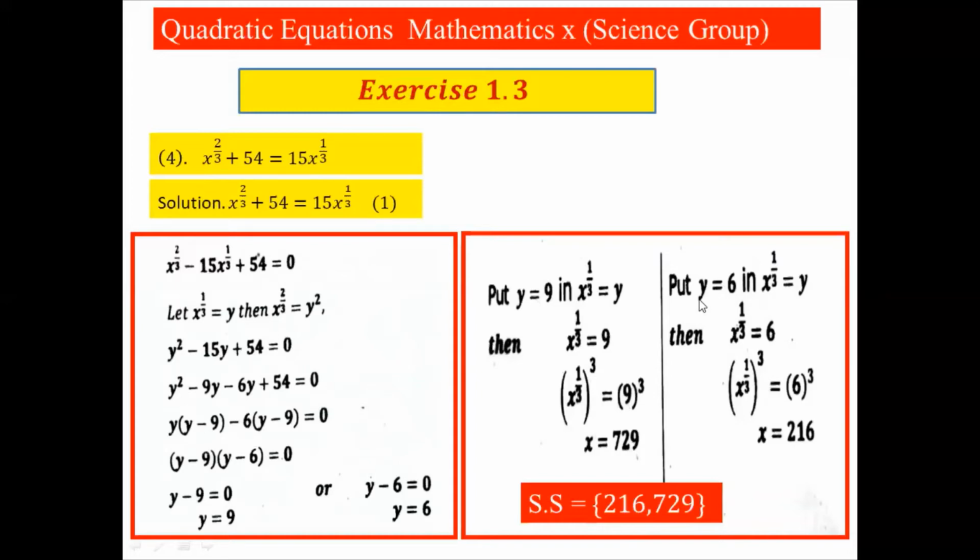729. When we put y is equal to 6 in this equation, we have x raised to power 1 by 3 is equal to 6. So x raised to power 1 by 3, how can we simplify this? To solve this we have to take cube on both sides. So taking cube on both sides, we have x raised to power 1 by 3 whole cube is equal to 6 raised to power 3. So this cube cancels out with this one, x is equal to 6 raised to power 3, and 6 raised to power 3 is equal to 216. So the solution set is 216 and 729.